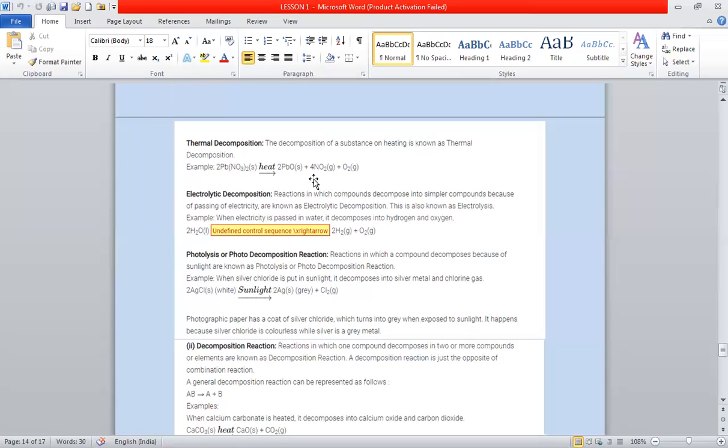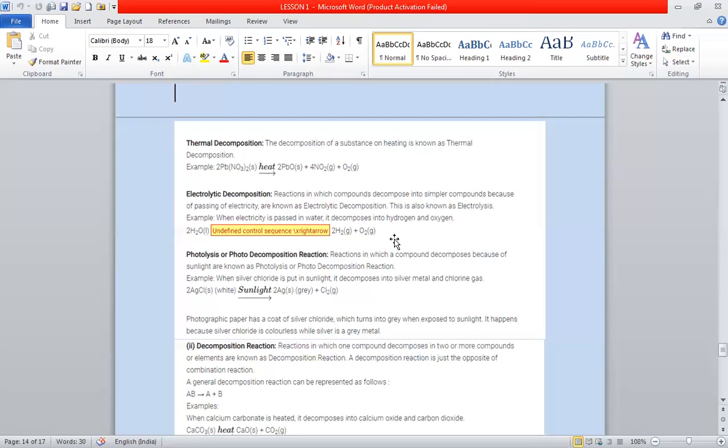The next is electrolytic decomposition. What is electrolytic decomposition? When a decomposition reaction is carried out with the help of electricity, it is known as electrolytic decomposition, or a reaction in which compounds decompose into simple compounds because of passing electricity. This is known as electrolysis.